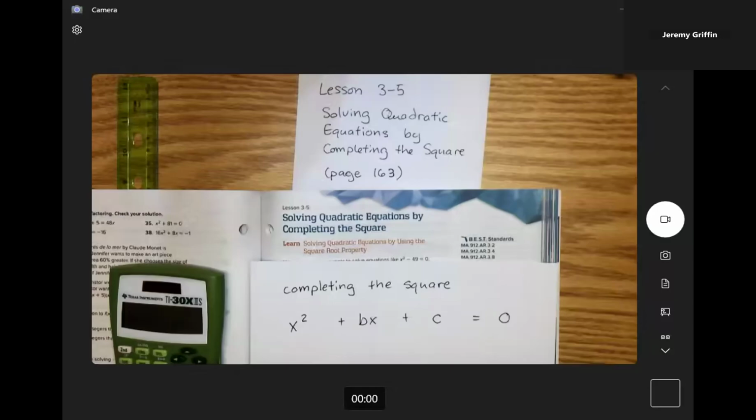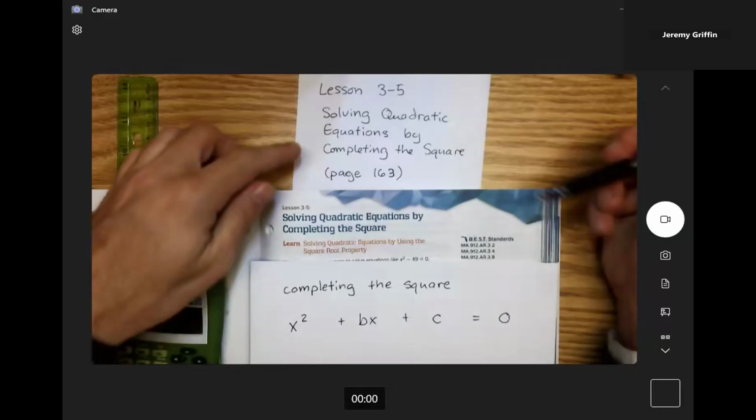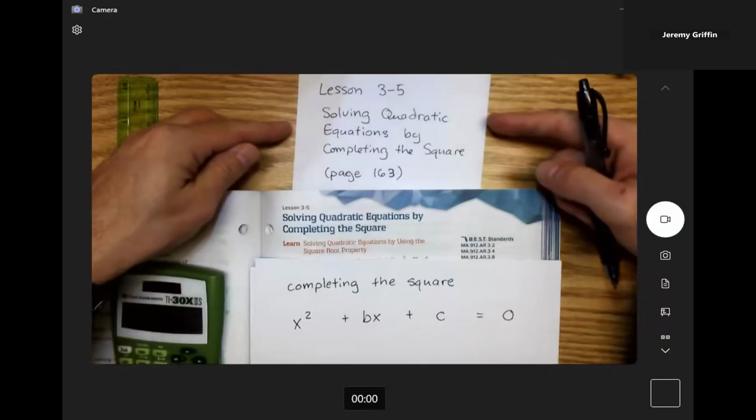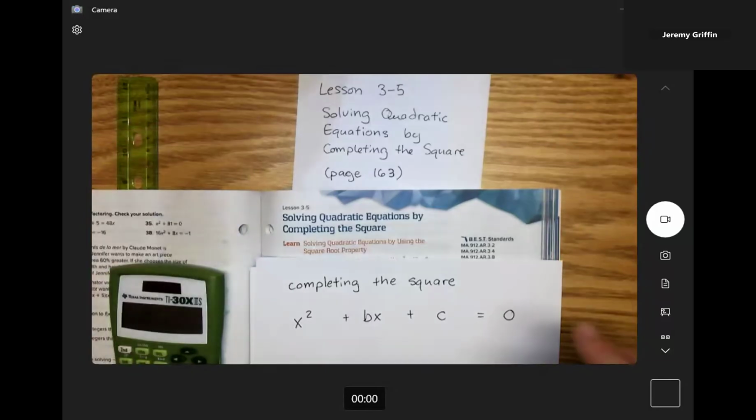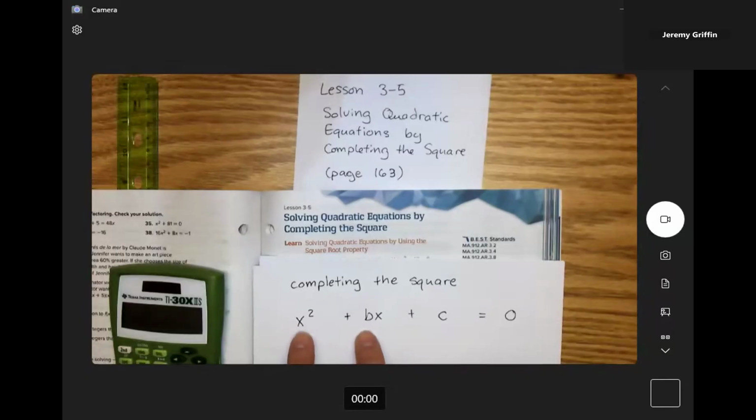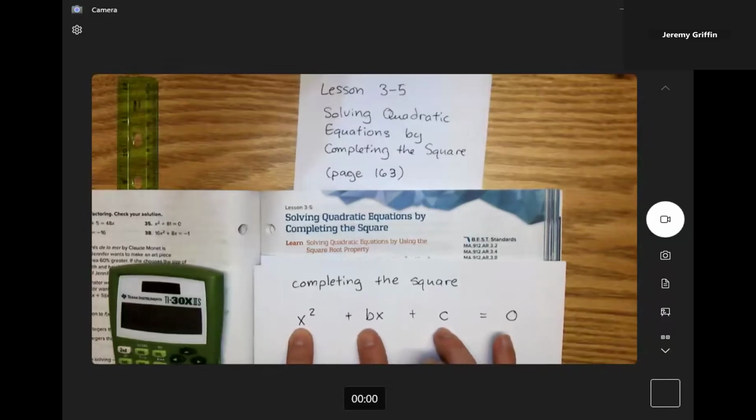Lesson 3.5, solving quadratic equations by completing the square. So we're still solving quadratic equations like we have for the last few lessons. We still have the form something like x squared plus bx plus c equals 0. This is the common form. There might be an a term in front here, we'll get to that later. And we're trying to solve for x.